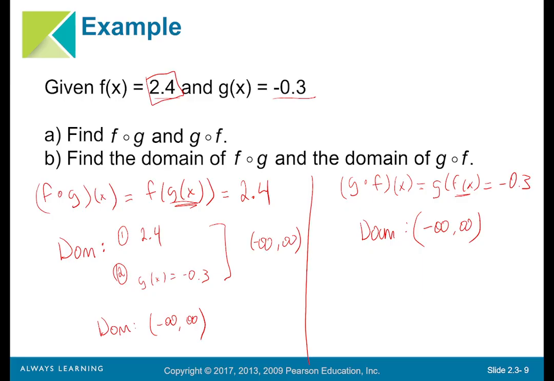So that's it. You have a constant function example in your homework, so I wanted to show you what happens when you try to compose constants. Essentially, the function you're trying to plug in just plays no role. So for this second example, 2.4, we had nowhere to plug it in g of x. So g of f of x is just negative 0.3.